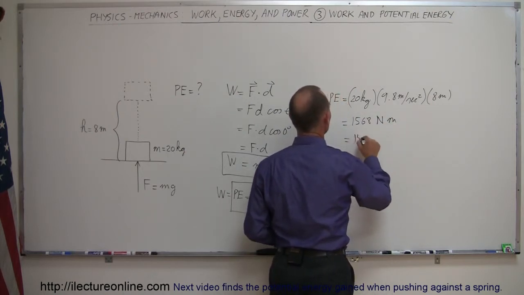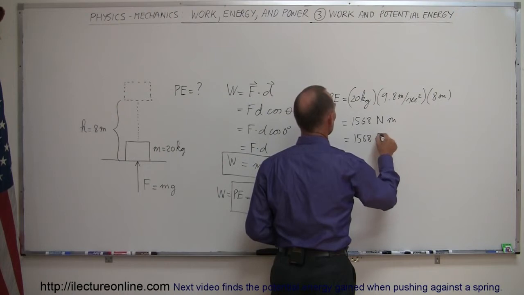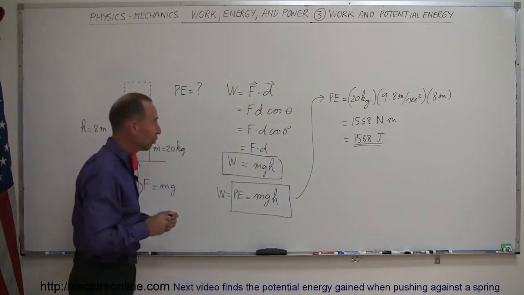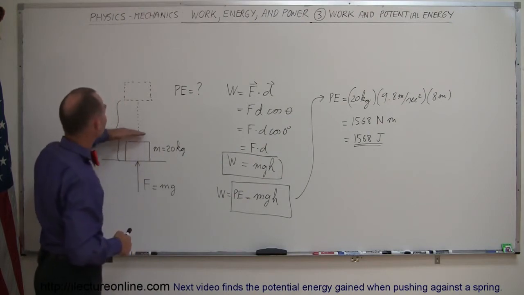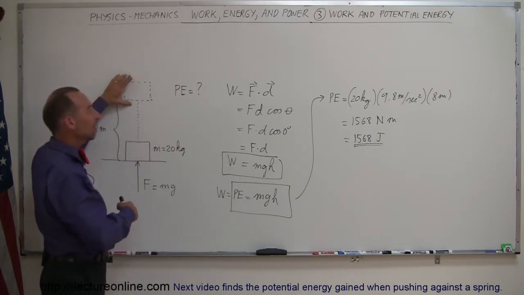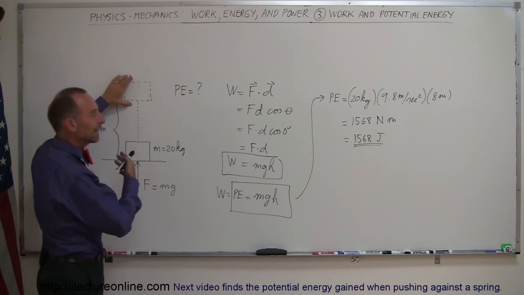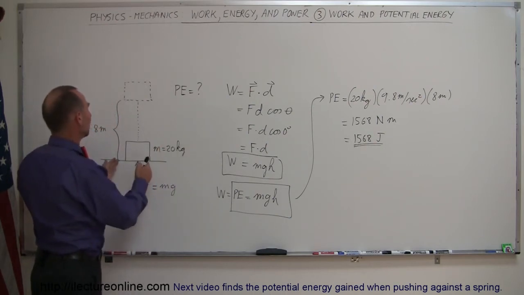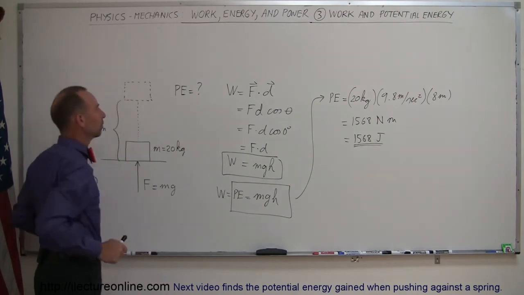Now, a kilogram meter per second squared is a newton, multiplied times meters, and of course a newton meter is a joule, so that's 1,568 joules of energy imparted onto the object. And assuming that we're doing it really slowly at constant speed, by the time it gets there it has not gained any speed, so it has not gained any kinetic energy. So all of the work, all 1,568 joules of it, is being converted from work into potential energy.